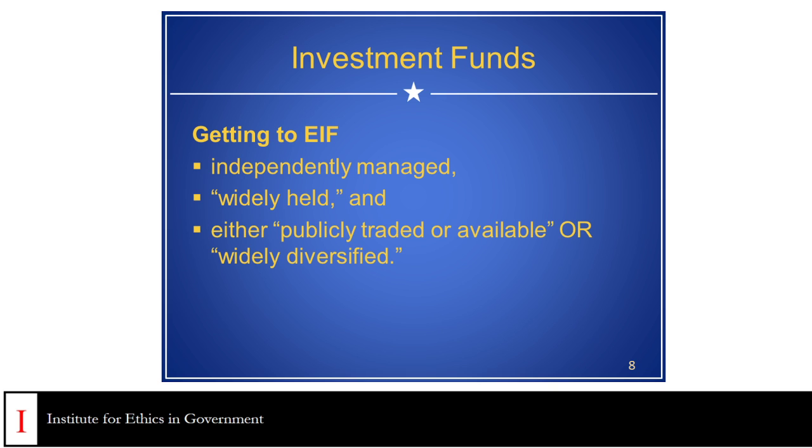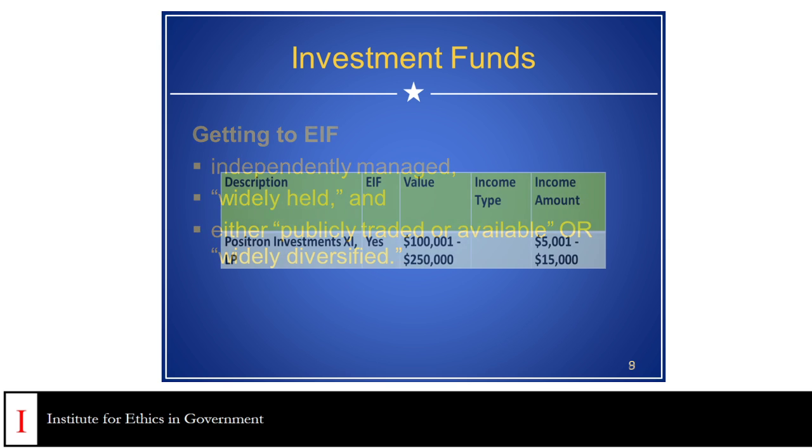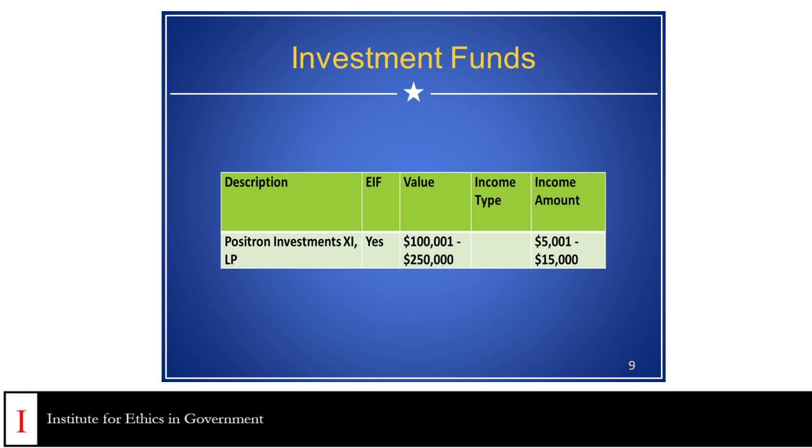An investment fund is widely diversified if it does not have a stated policy of concentrating its investments in any industry, business, or single country other than the United States, or bonds of a single state within the United States. Here's an example of a fund that qualifies as an EIF. The filer simply reports the fund's name, answers yes to the EIF question, and discloses the value and income amount.